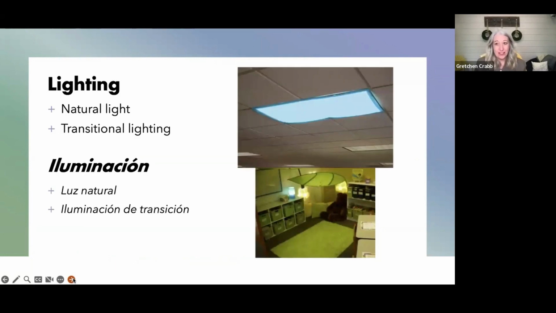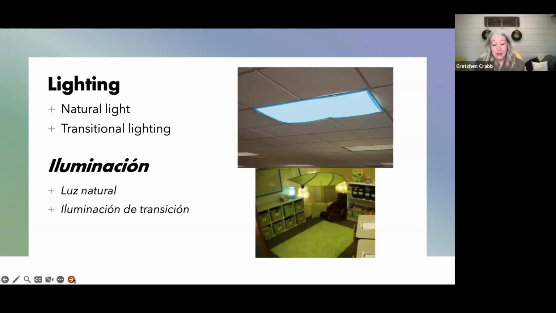And then the last two things I'll just note is lighting. So natural light whenever we have the opportunity to, and using transitional lighting, so lighting that can be dimmed or anything like that. If that's not possible in your home, and you have a basement like I do that has fluorescent lighting, there are little covers you can get from Amazon.